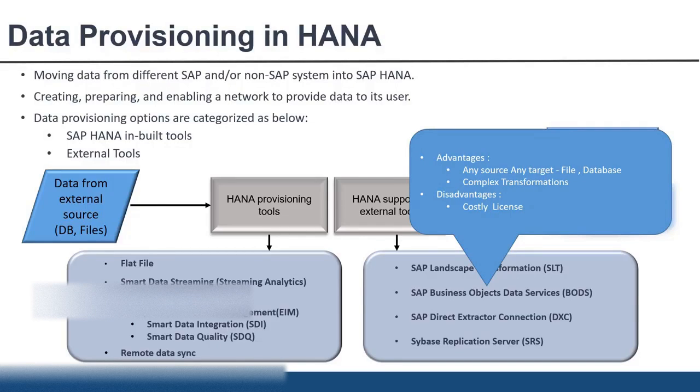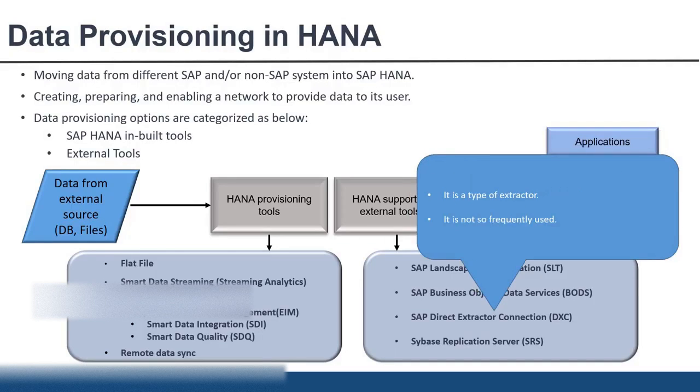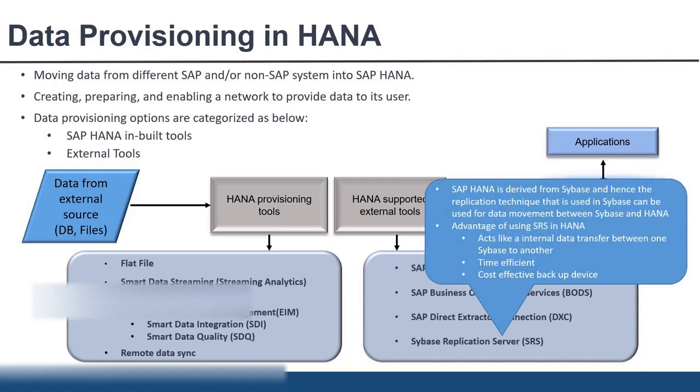The next tool is BODS, which is used for replicating the data from any source into HANA. It may be a file, it may be a database. It can also support complex transformations. However, the license cost is very high for BODS. Next one is DXC, which is also one of the extractor tools, but it is not used frequently.